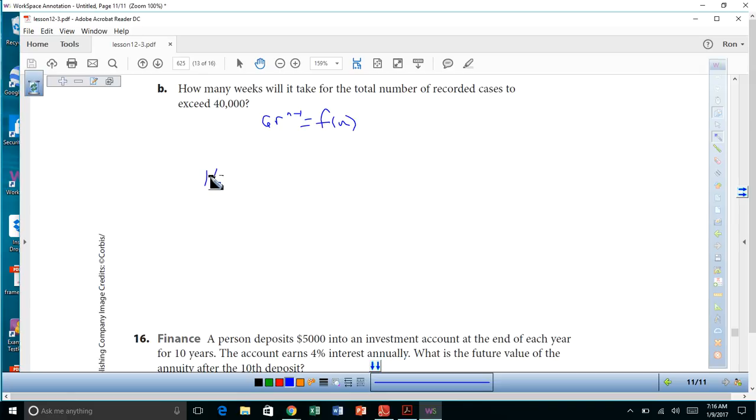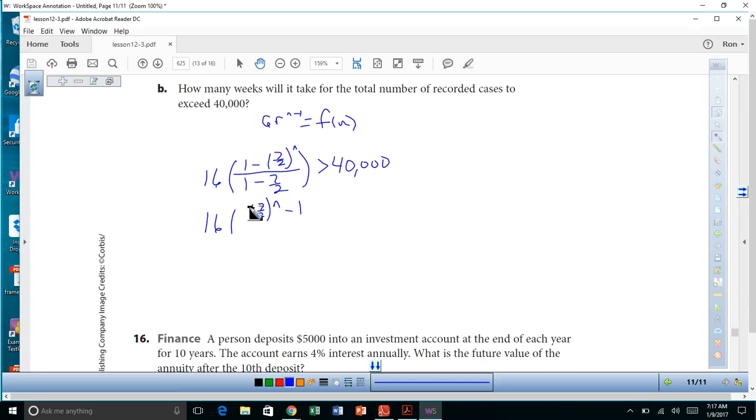16 times 1 minus 7 halves to the n power over 1 minus 7 halves, and we want it greater than 40,000. Okay? All right. This would be a perfect problem for nSolve, but just in case you don't, you got 16 times, and let's see, 7 halves to the n minus 1.